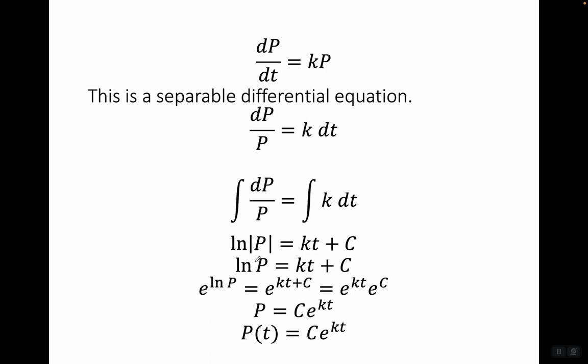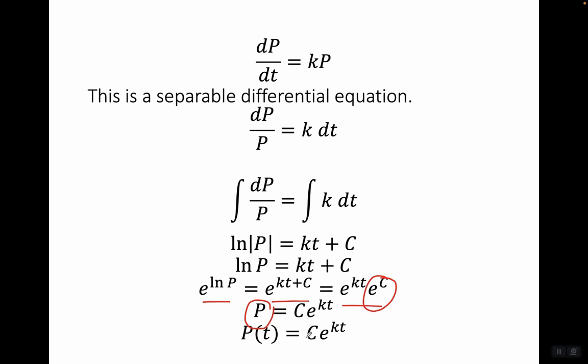We know what to do to isolate P. We raise e to both sides. We get e to the natural log P equals e to the kt plus C. We're going to break that up: e to the kt times e to the C. So e to the natural log P is just going to be P, because e to the x and natural log x are inverses of each other. As for e to the kt times e to the C, that's just going to be a constant. And so we're just going to call that constant C. Yes, I know it's confusing that we say e to the C is just plain C, but it's just a constant, so we'll call it C.